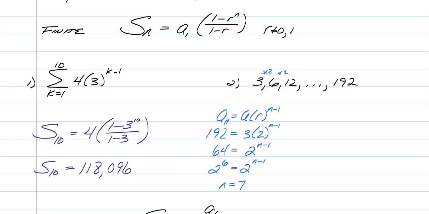Now that you know the term, all you have to do is the sum of 7 terms is equal to the first term, 3, times 1 minus the rate of 2 to the 7th power, over 1 minus the rate. Type that in your calculator and you're going to get the sum of 7 terms is equal to 381. Okay? So that is a little introduction to finite geometric series and sums.